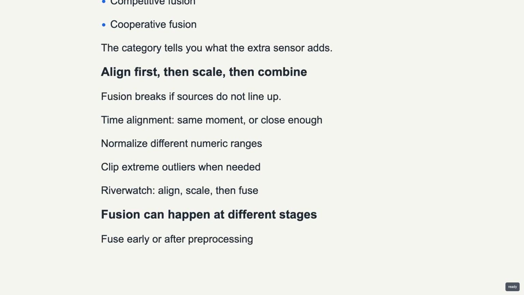Early fusion can work when the raw inputs together form a clearer picture. Late fusion can work when each stream benefits from its own filtering or feature extraction first, and the right choice depends on the problem and the model's tolerance for complexity.